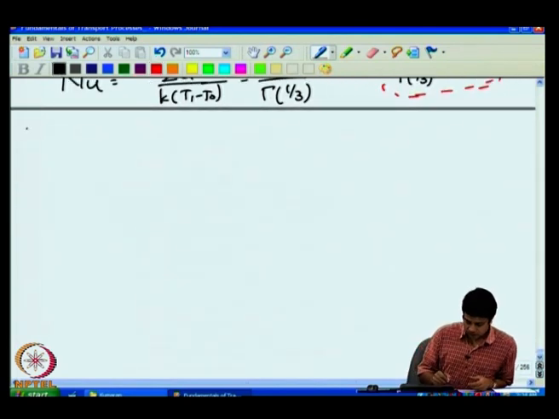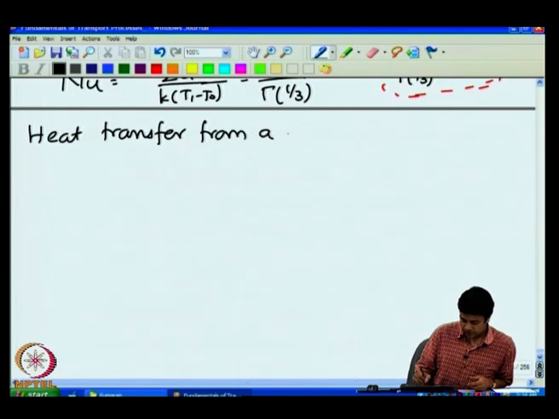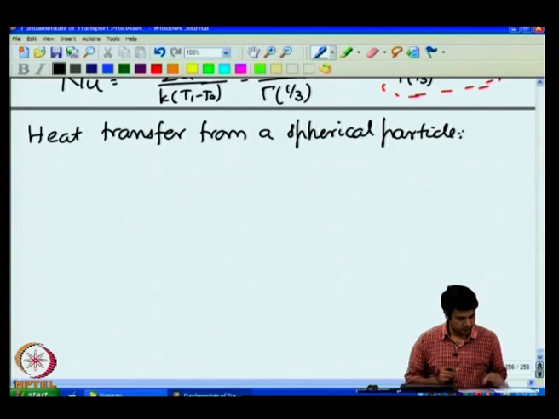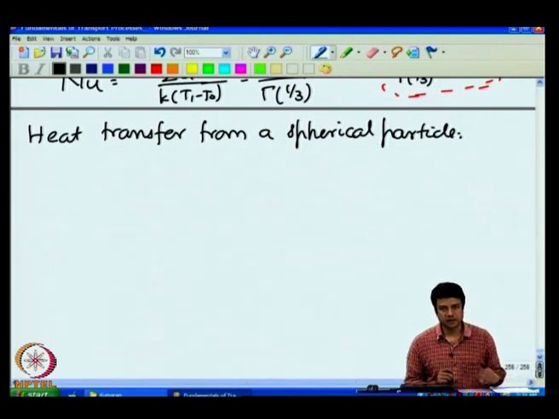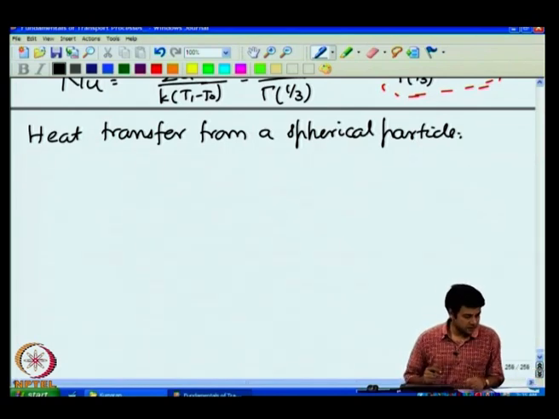Let us now consider a more complicated case, heat transfer from a spherical particle. This is a case that is actually of practical interest. One might very often have situations where there is transport from a spherical particle or some other shaped particle within the flow. So, first I will consider the case where there is heat transfer from a spherical particle, and then we will look at some general results that can be obtained for any shape of particle.